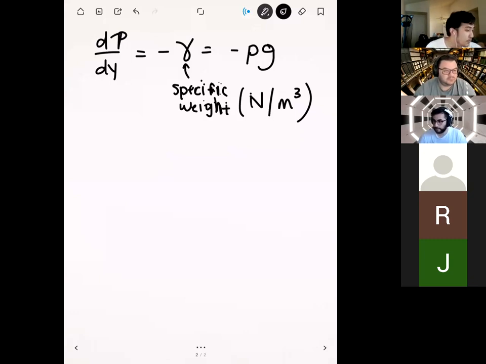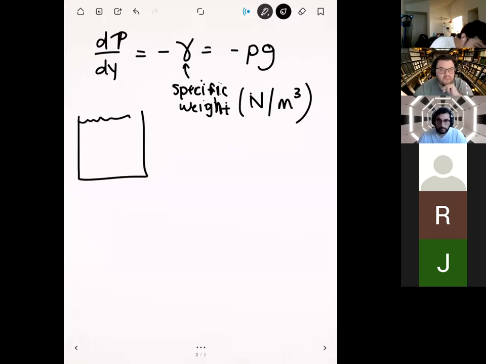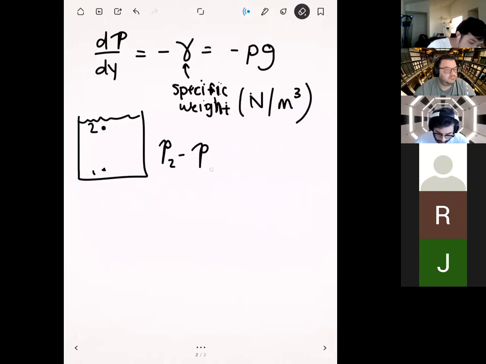specific weight. But for actual problems, a lot of times it's easier to work with two points, right? So if you have a tub of water, and you have two points here, we'll call this point 1 at the bottom, and we'll call this point 2 up here. If we integrate the expression up there, we get something that's actually more useful for calculation. The difference between P2 and P1 is going to be equal to minus your specific weight times the difference in height.